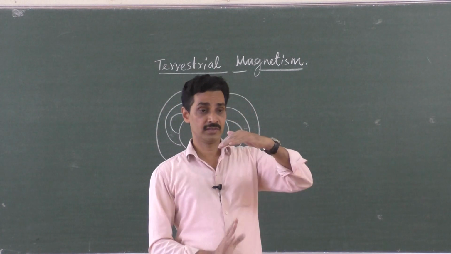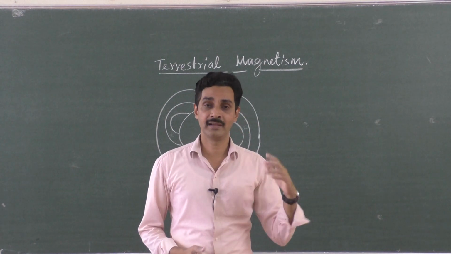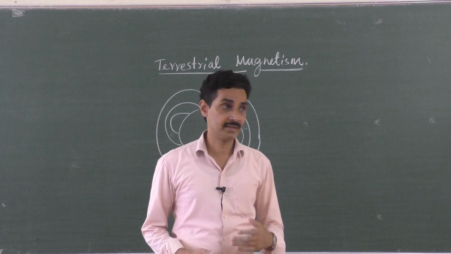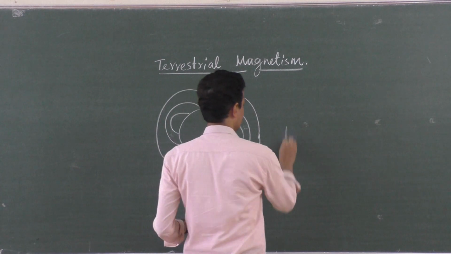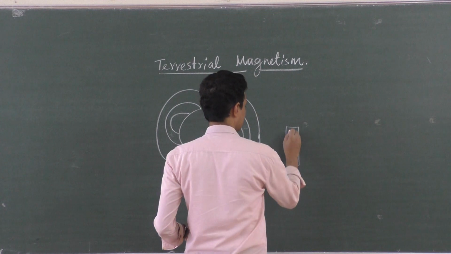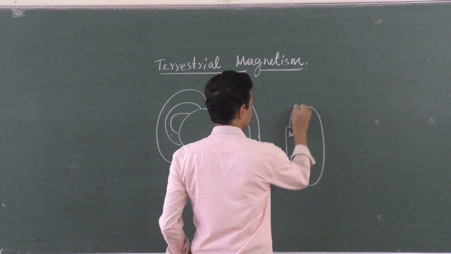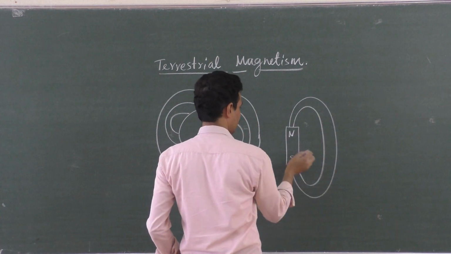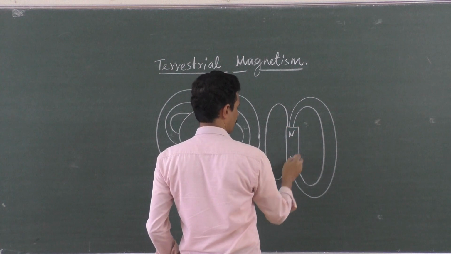Whether Earth's magnetic field is vertical to the Earth or parallel to the Earth, we can measure it using a magnetic needle, whether it is parallel, perpendicular, or makes an angle with the Earth. Suppose you have a magnet like this. You know that the magnetic field, if it is placed on the table, starts from north and ends in south outside, but inside it moves from south to north.